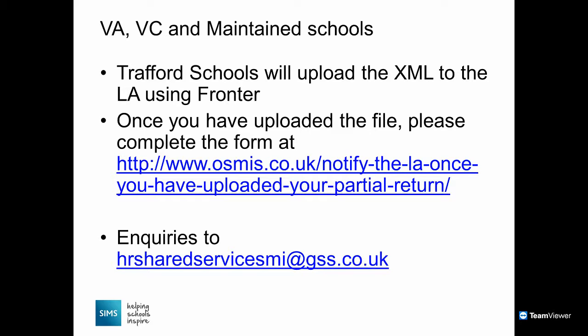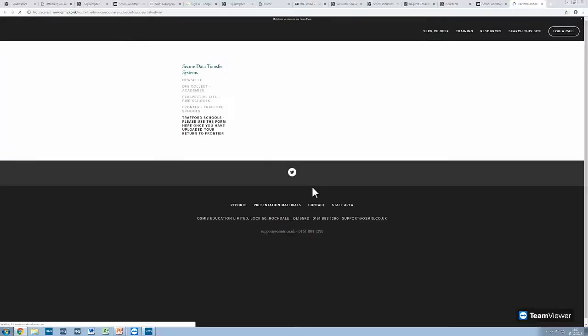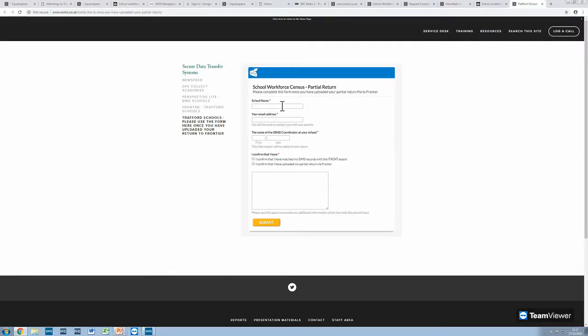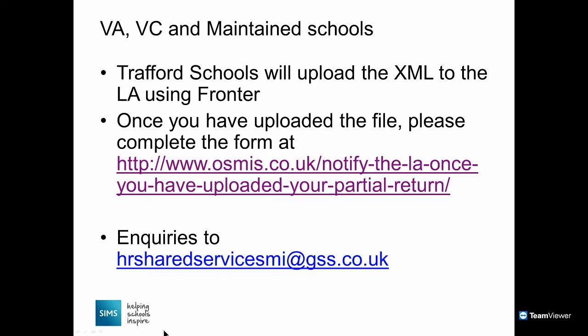There's an additional request from the LA team. They're asking that the Trafford primary schools who subscribe to their service will fill in this little form that says the school name, the email address, and just confirm that they've managed to verify that the records match. And they also want to know the name of the SENCO. And inquiries on Trafford returns will go to HR Shared Services MI. That's even catchier, at gss.co.uk.